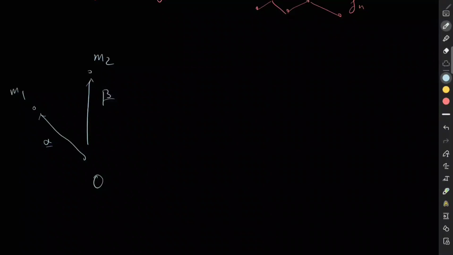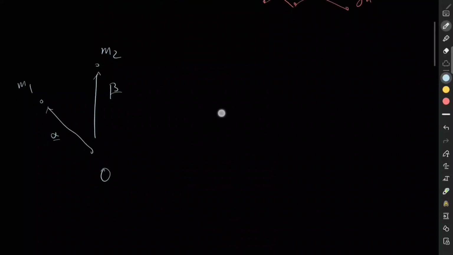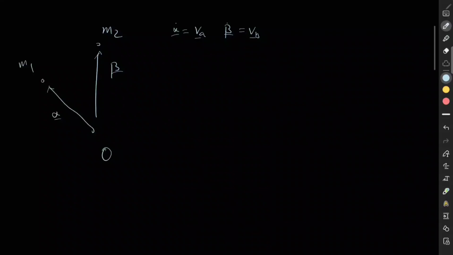And before that, actually, let's just have a diagram to see what we're dealing with. So suppose we have the origin here, mass 1 here, mass 2 here, and we denote the positions alpha and beta. And we say that alpha dot is VA, beta dot is VB. Okay, so with that we're ready to write down the continuous differential equations.